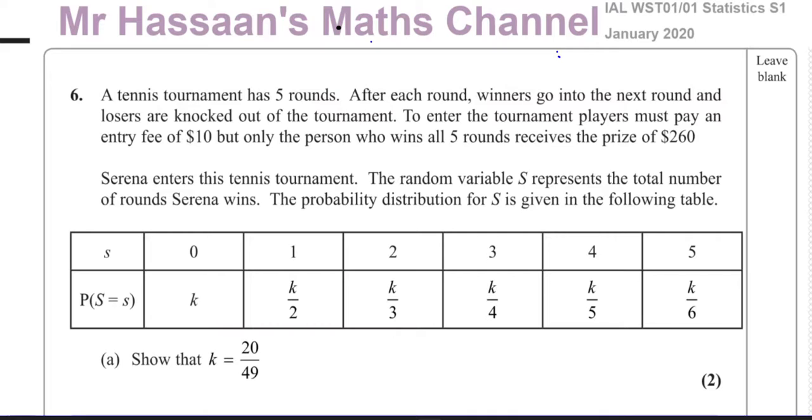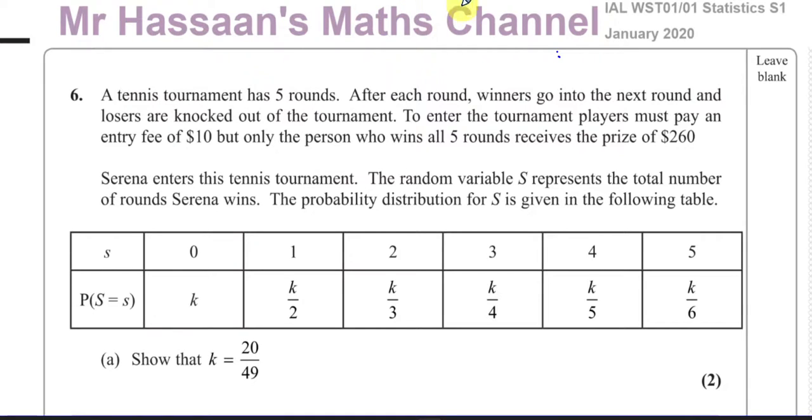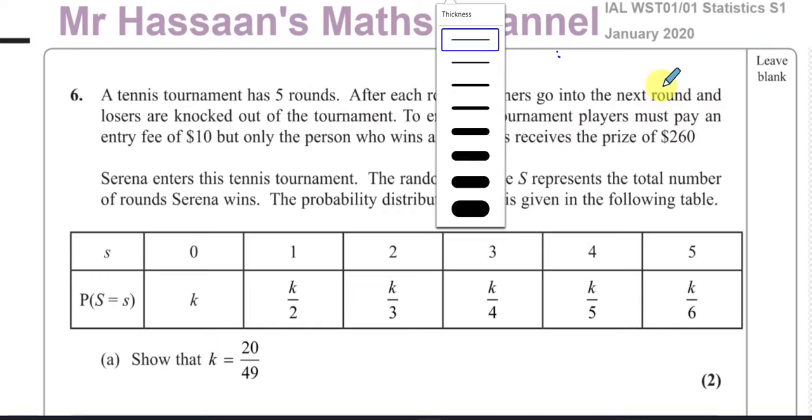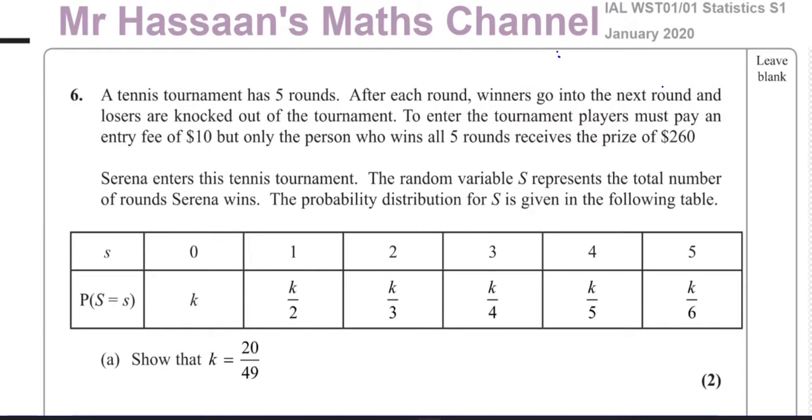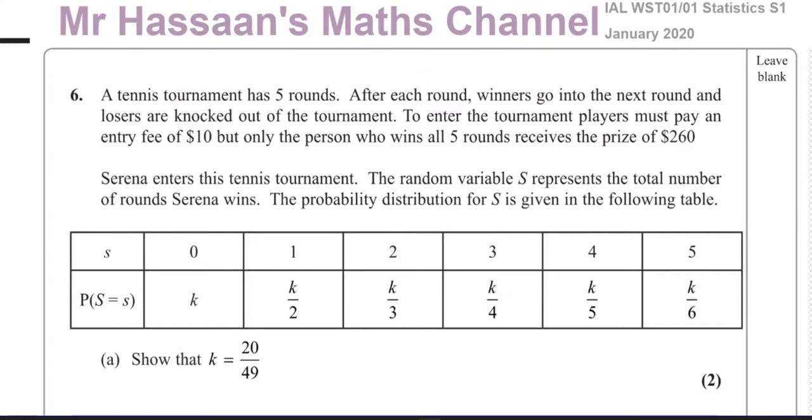I'm now going to be answering question number 6 from the January 2020 International A-Level Edexcel S1 paper. This question is about discrete random variables again. Very popular question, so I'm answering this question on the request of certain students who've asked me on the channel to answer it. So that's what I'm doing here.